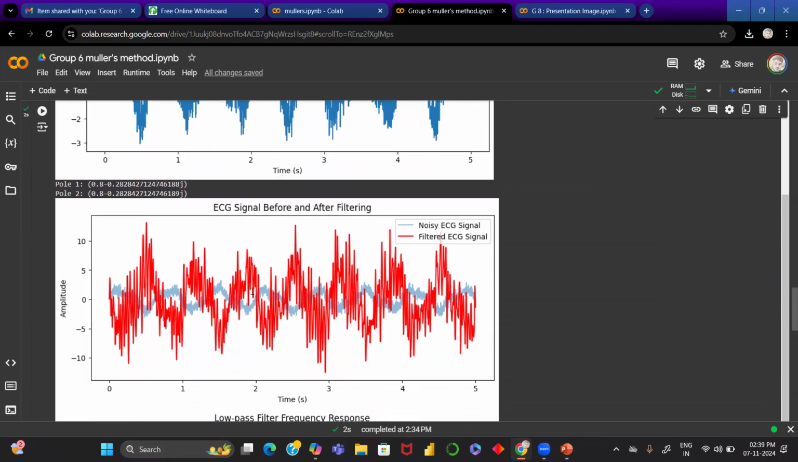How are you filtering it? Using a low pass filter. You're filtering using a low pass filter.